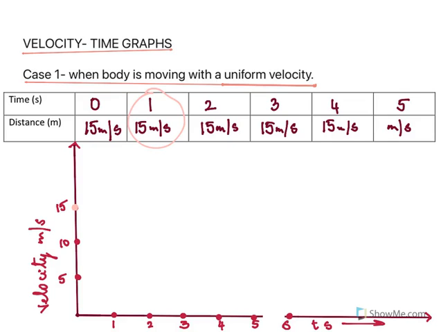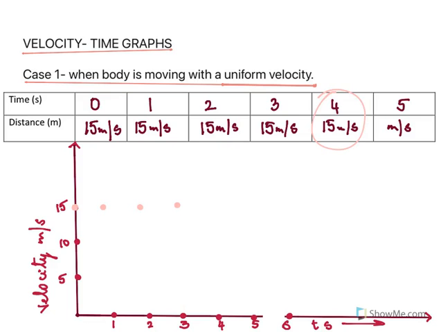Second, at 1 second it is 15. So 1 second is here, and the point would be somewhere here. Next reading at 2 seconds, also 15, since it's moving with uniform velocity. And 3 seconds was also 15.